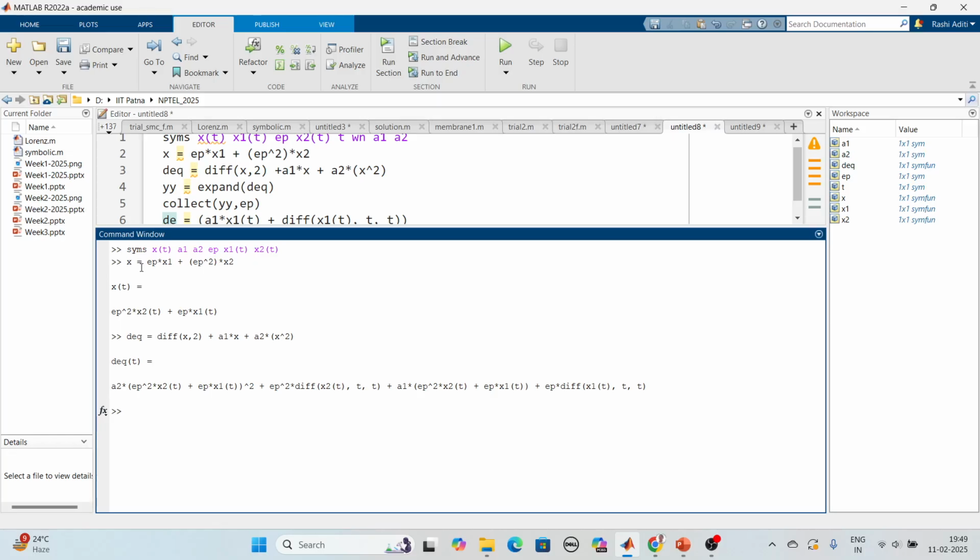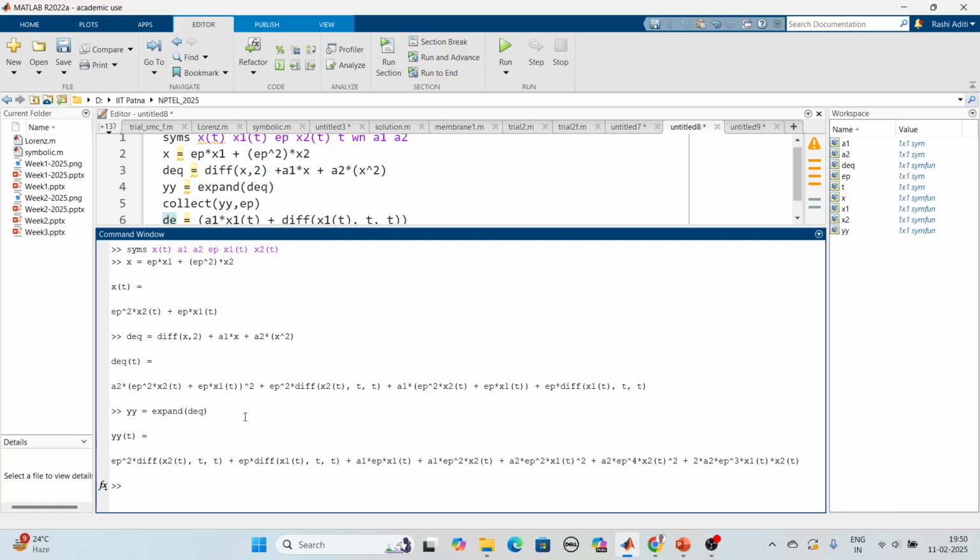For example, if I defined my DEQ earlier without defining x as a function of x1 and x2, then I could have used the expand command. Y is equal to expand DEQ. In that case, it would just expand my differential equations if I put this EP into x1 plus EP square into x2.